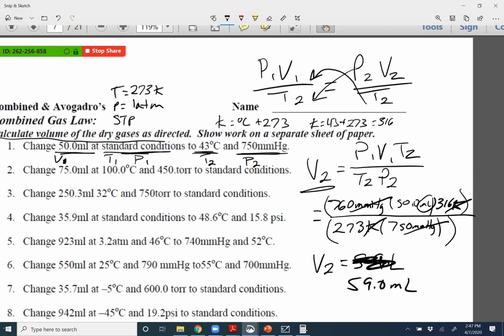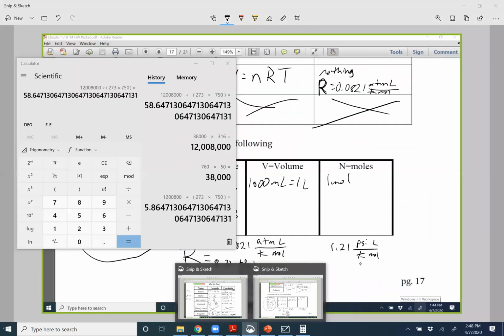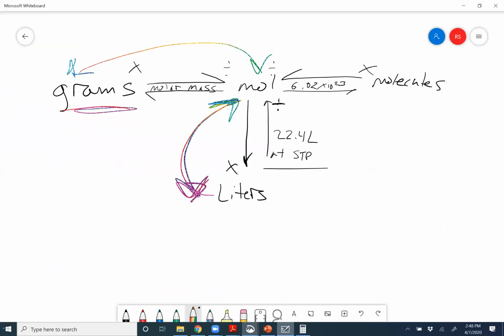But does this answer make sense? Yeah. Pressure went down a little bit, should make volume go up, but again, not very much. And the temperature went up a little bit, should make volume go up, but again, not very much. So our answer is 59, not very much bigger than 50. So why did I do that? Well, I showed you that for review purposes, but also we now can make a new combined gas law. Now the combined gas law is still just P1, V1, T1.